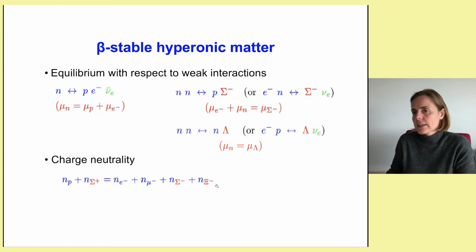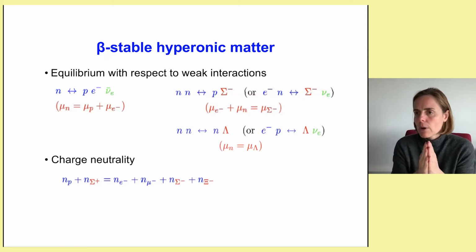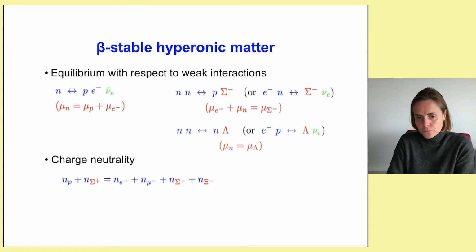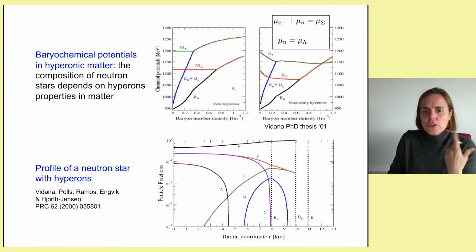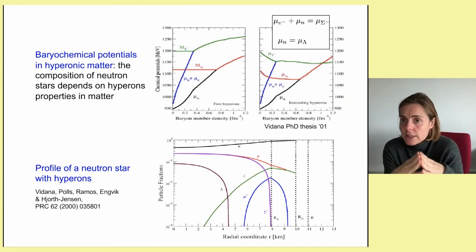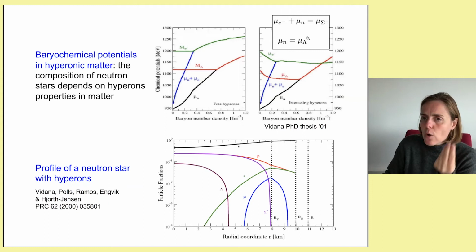Here I'm not considering omegas, I'm just thinking about the first hyperons in mass: lambdas, sigmas, and cascades. How do you understand these reactions? How do you see whether it will be more favorable to have this reaction or these other ones with the hyperons? This is just by looking at how the chemical potentials evolve with density. Now I'm reminding you what it means when the sigma minuses or the lambdas appear.